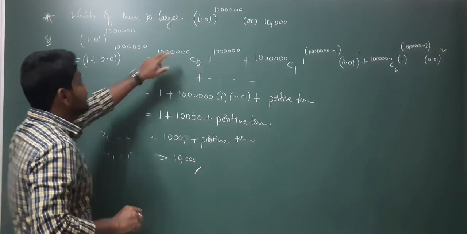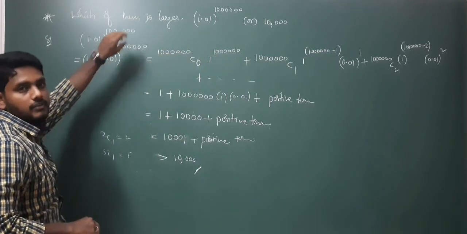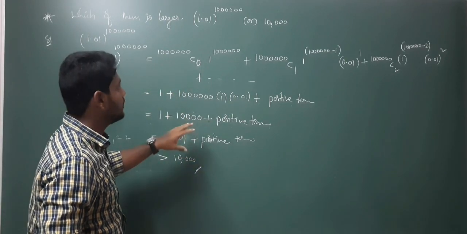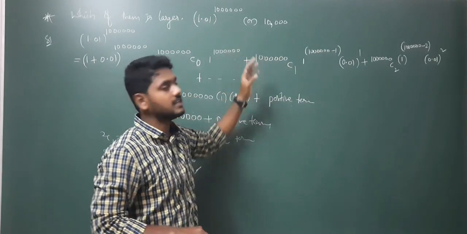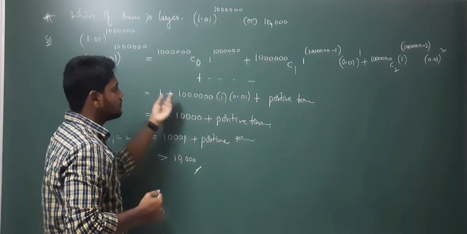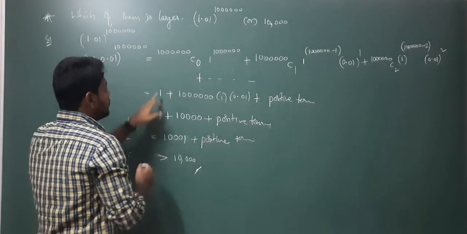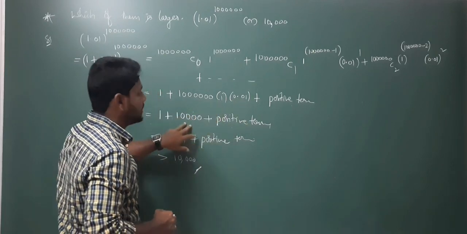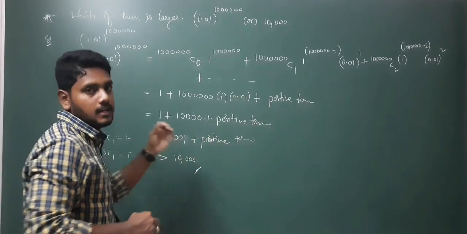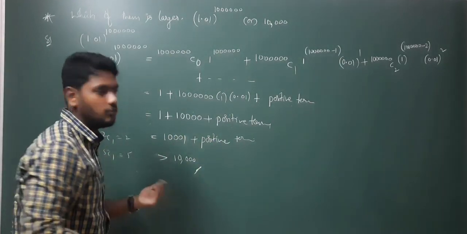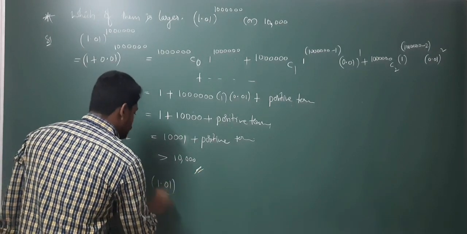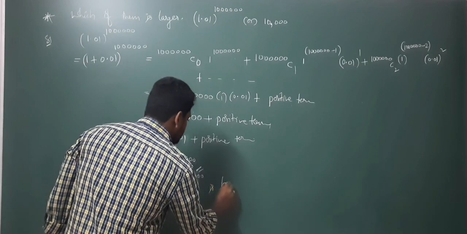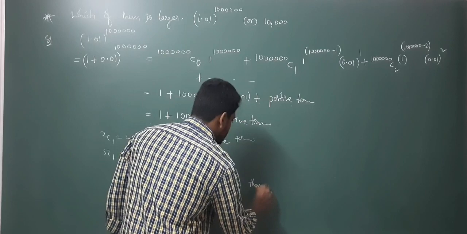So here what you can prove easily is: you convert 1.01 as 1 plus 0.01 whole power n, in the form of a plus b whole power n, where a is 1 and b is 0.01. What we need to prove is which one is greater. To prove this, we will consider the first two terms, because those first two terms are enough to tell which value is greater. The first value is 1, the next is 10 lakhs into 0.01, which gives 10,000, plus remaining positive terms. We got 10,001 plus positive terms, which will always be greater than 10,000, so it won't become less. Therefore 1.01 whole to the power of 10 lakhs is larger than 10,000.